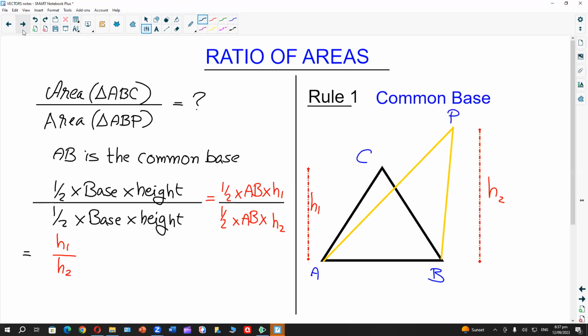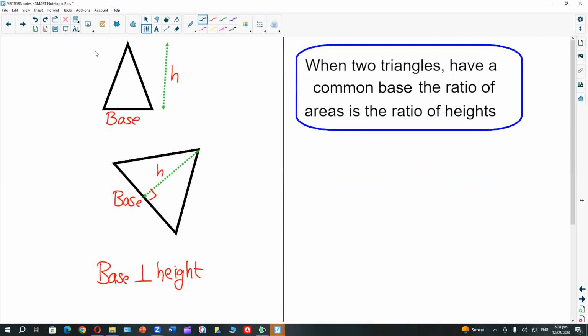I'm putting the first method, rule number 1. Look at the two triangles on your right hand. These are the two triangles. You can notice that they have a common base. They both have a base AB. Now you come on the left hand side, where you will develop the ratio area upon area. AB is the common base, so when you develop the ratio, the bases will cancel each other and you will be left with only the heights. So if the two triangles have a common base, the ratio of areas is the ratio of heights.